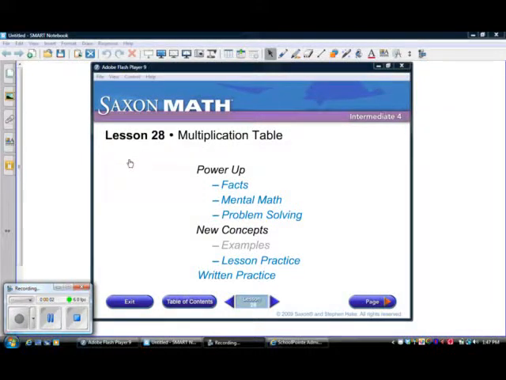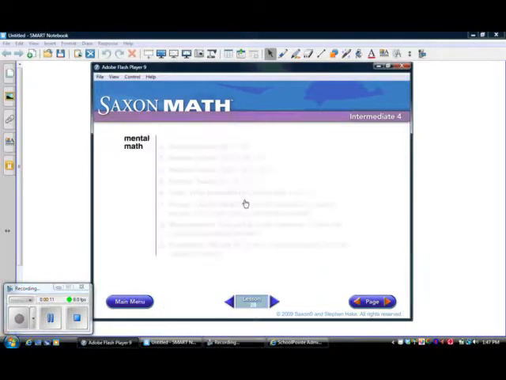Okay, Saxon 4 math class, it's time for lesson 28. We're going to be dealing with some multiplication facts today. So this is titled the multiplication table. We're going to warm up with some mental math.